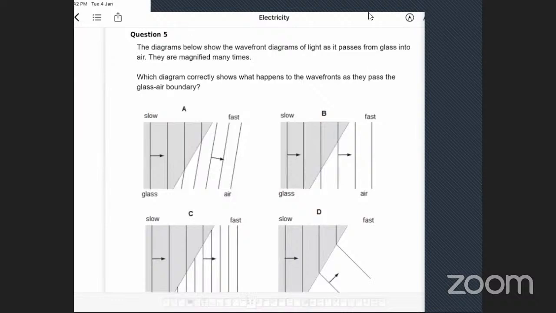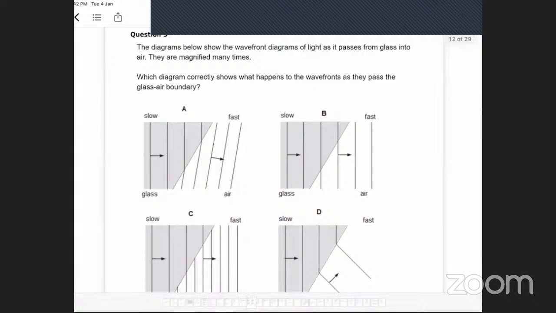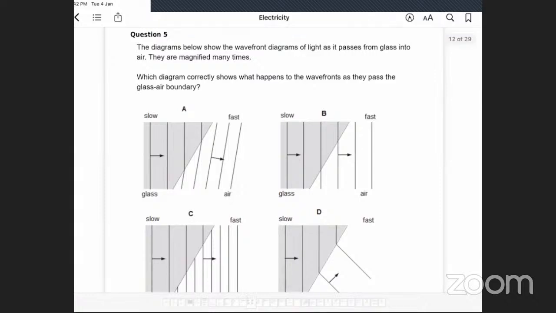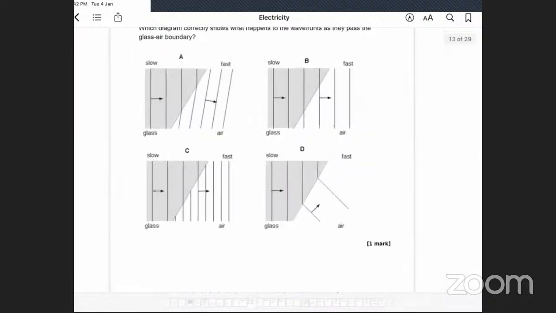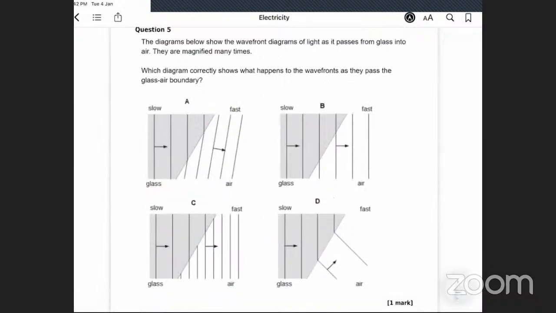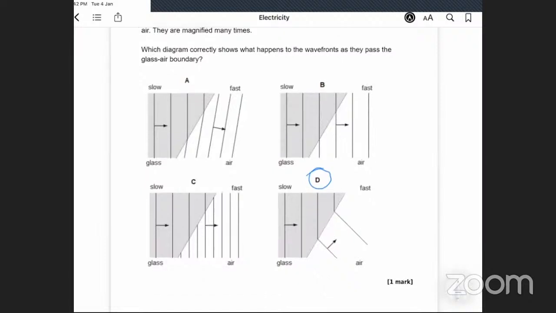Right, so I've seen most of you guys' answers. So the answer for this one is D. Sorry about that, the answer should be D. Are we following? Yes, sir. So if you're moving from the glass to air, remember, if you're moving from a thicker medium to a less thick medium, it's less dense. So you're going to have larger wavelengths.